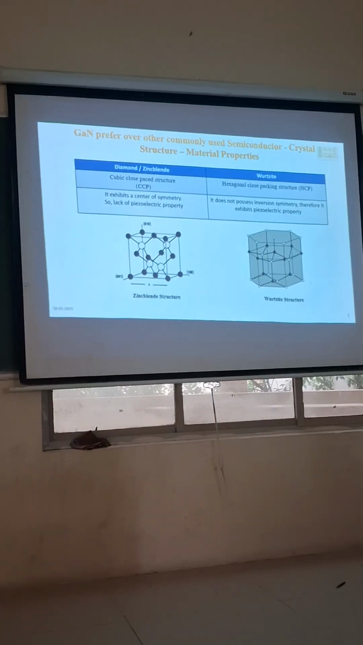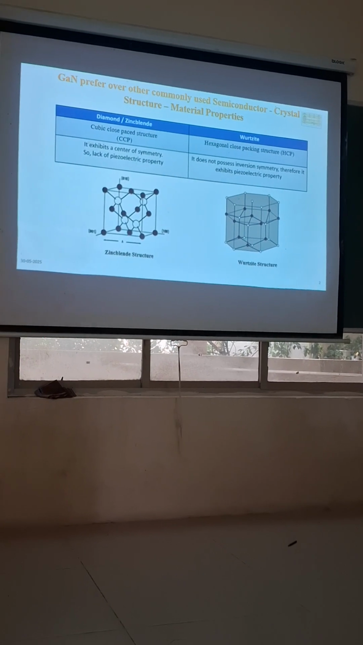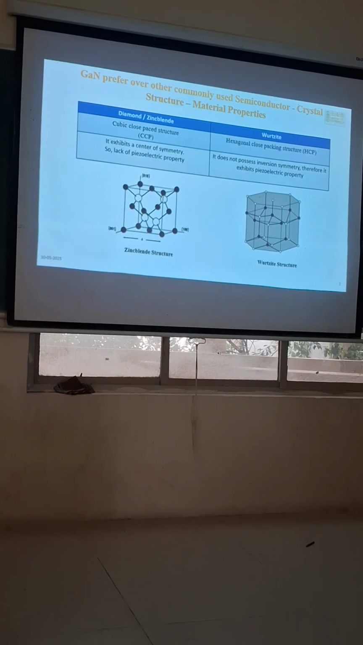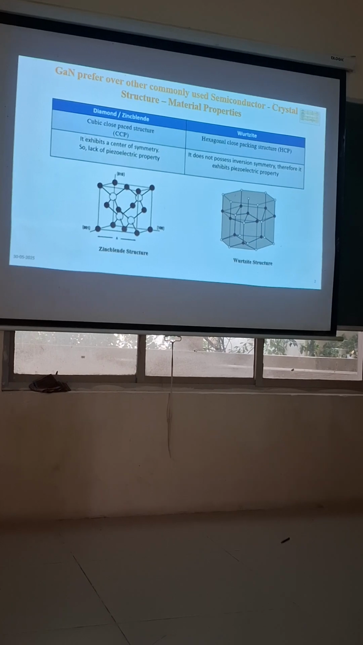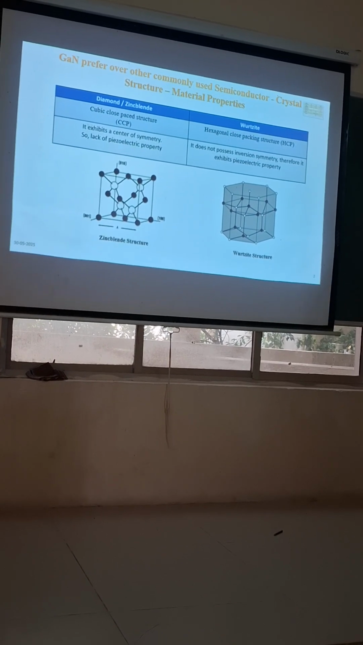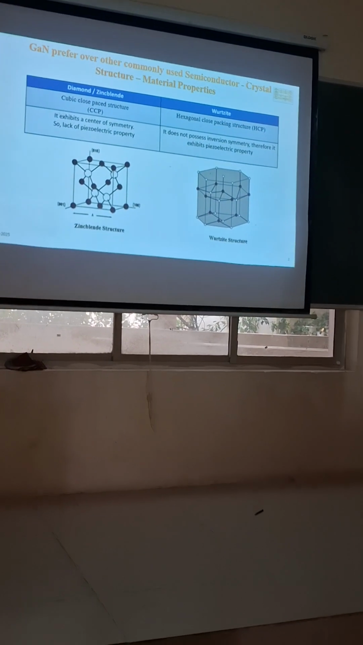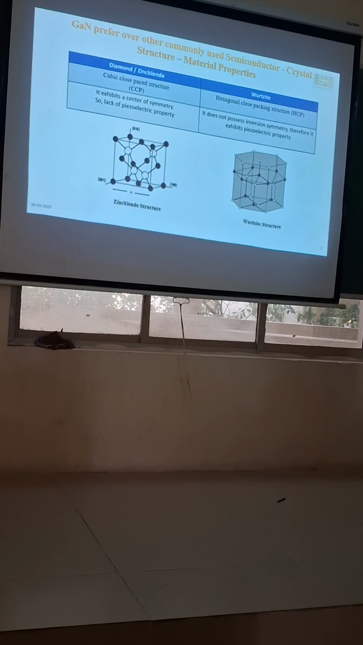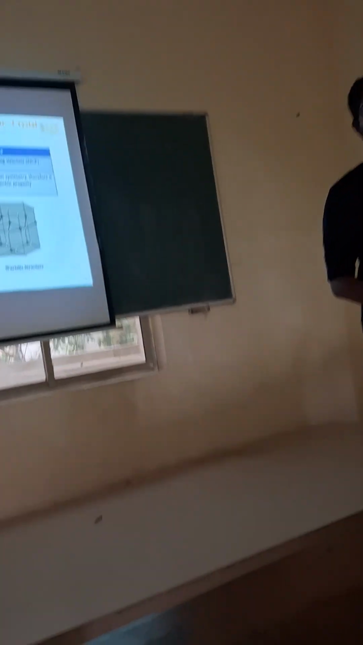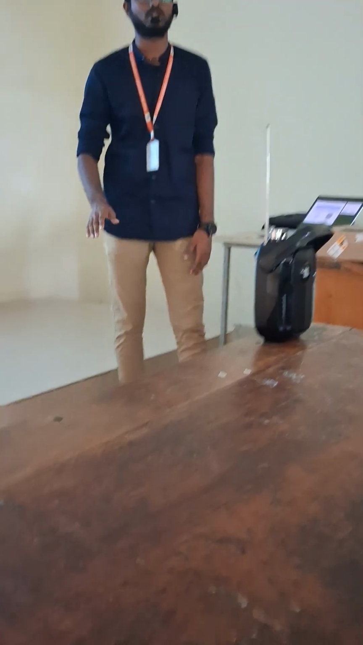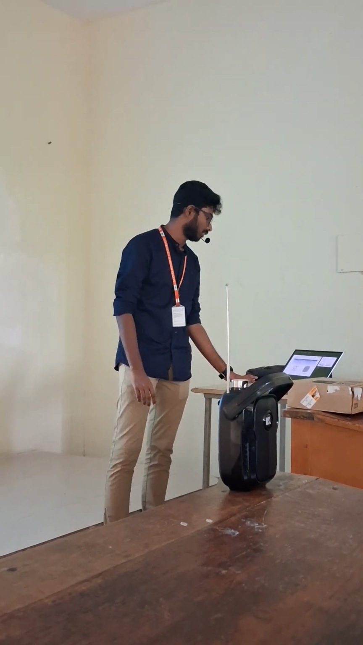So let us discuss the crystal structures of diamond and rosette crystals. Diamond or FCC is face-centered cubic, and the wurtzite structure is hexagonal. In the wurtzite structure, there is non-centrosymmetric inversion, so a piezoelectric polarization will happen. But in the diamond or zinc-blende structure, there is inversion symmetry, so there will be no polarization. So these are the zinc blende structure and the wurtzite structure.